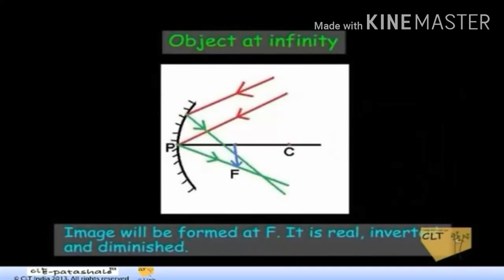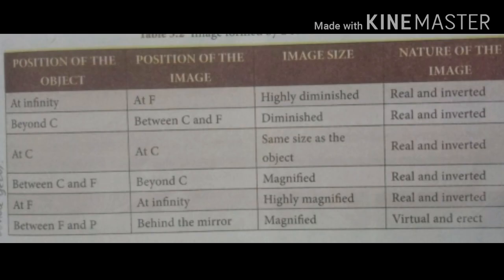Case 6, object at infinity. If the object is at infinity, the image will be formed at F. It is real, inverted and diminished. So you can observe from the table that a concave mirror always forms a real and inverted image, except when the object is placed between the focus and the pole of the mirror. In this position, it forms a virtual and erect image.